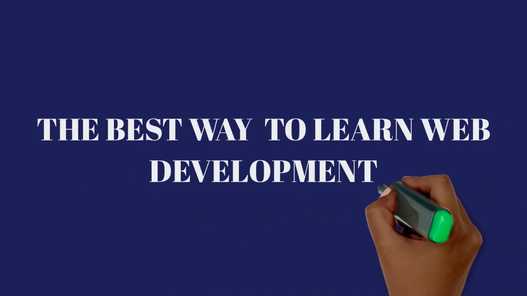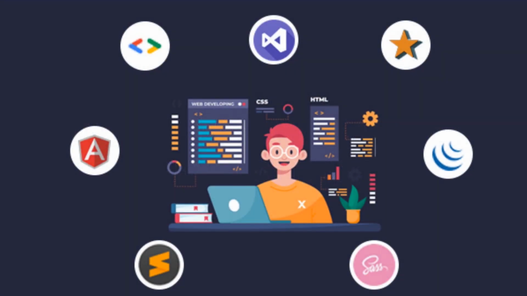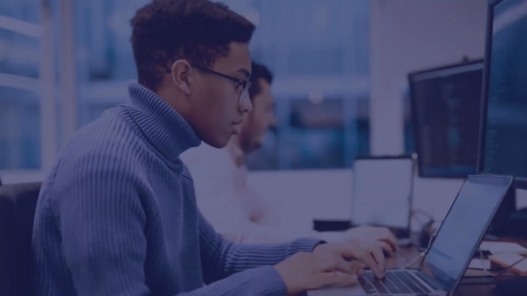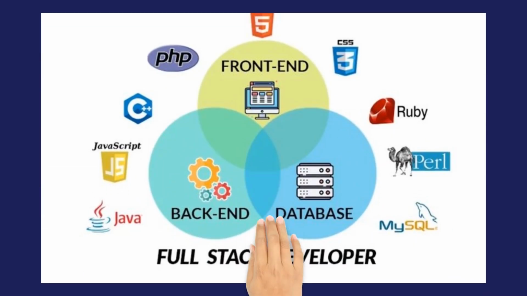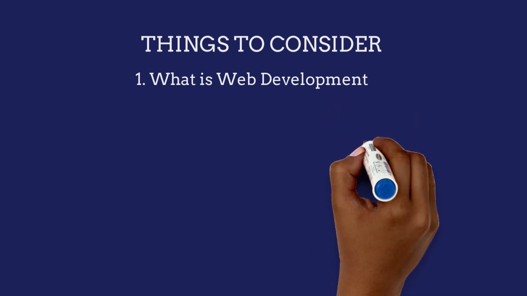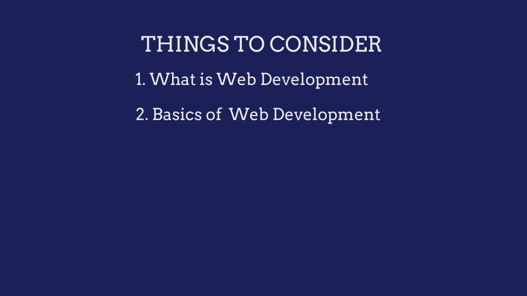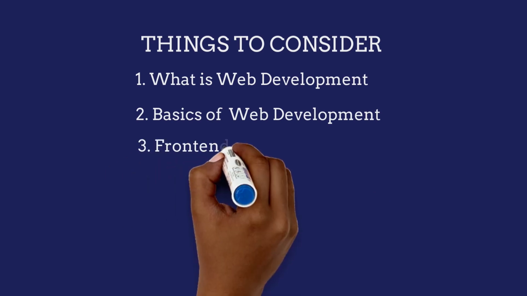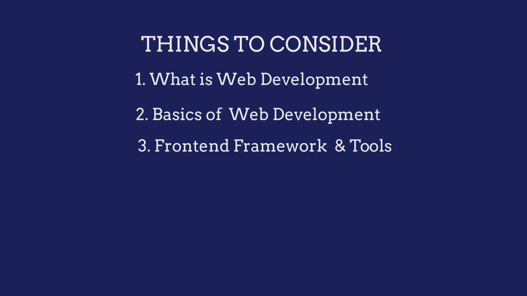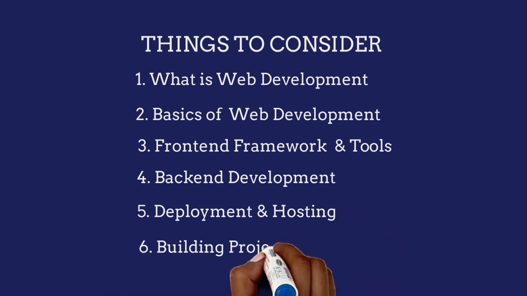In order to understand the best way on how to learn web development, there are key things that we need to look at. These things will help you greatly in order to complete your web development journey. What are these things? In the first place, you need to understand what web development is. You also need to understand how we start with the basics in web development. You need to understand also the front-end frameworks and tools, back-end basics, deployment and hosting, and how we build projects.